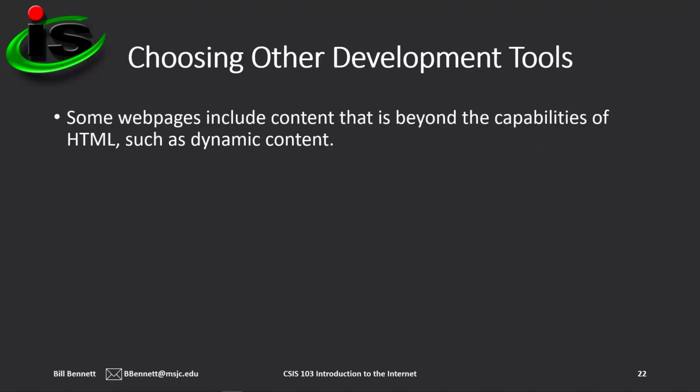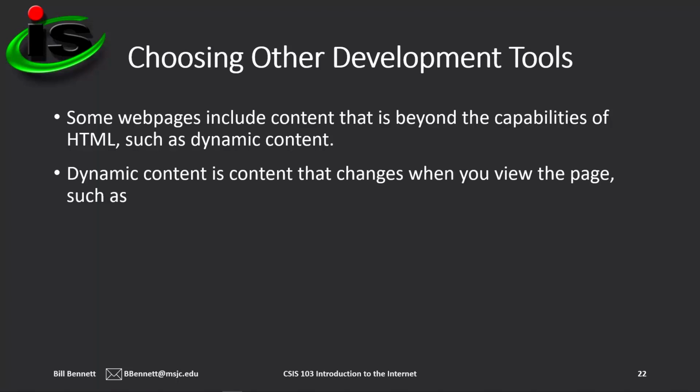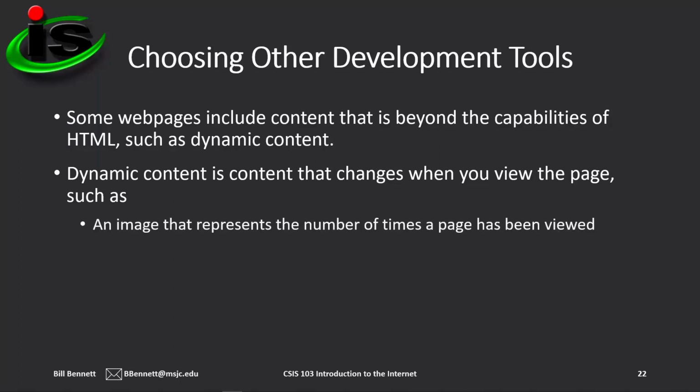Some web pages include content that is beyond the capabilities of HTML, such as dynamic content. Dynamic content is content that changes when you view the page, such as an image that represents the number of times that a page has been viewed, an animated graphic, or an interactive product display.